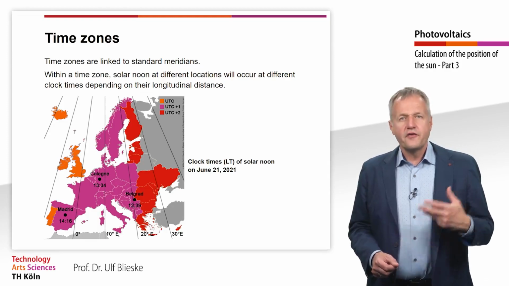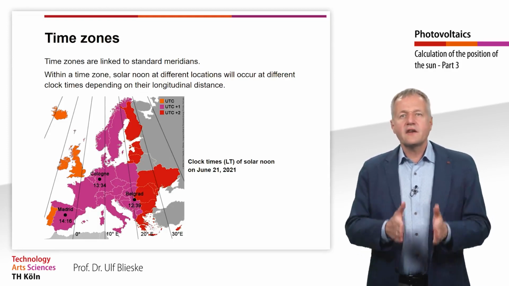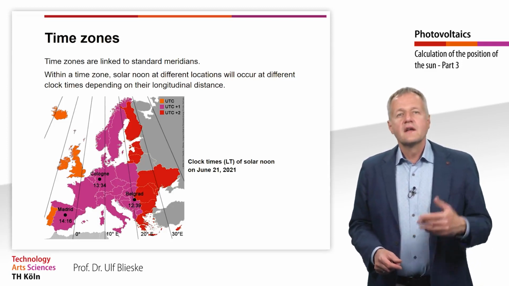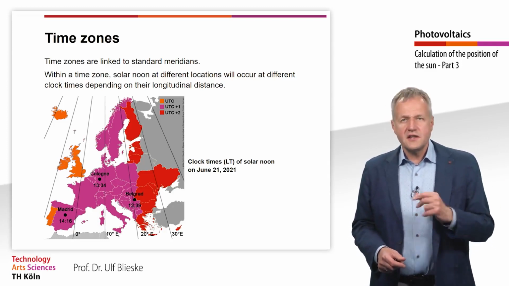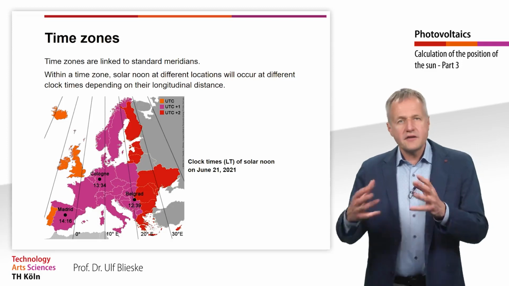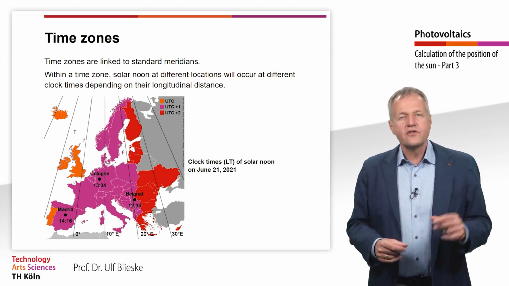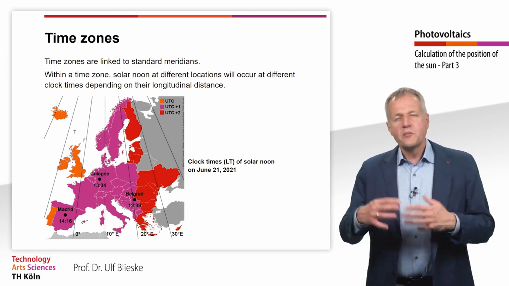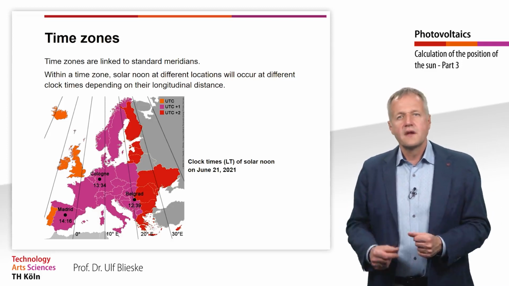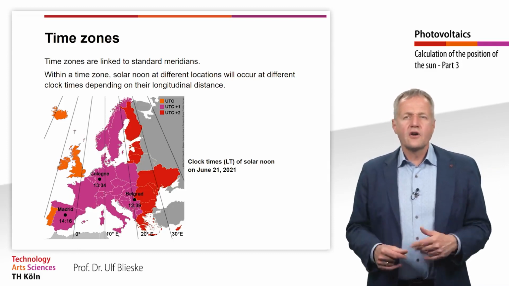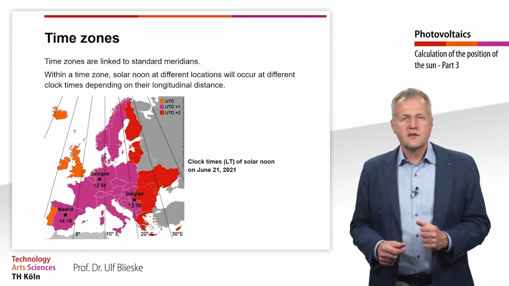The meridian of UTC is the prime meridian defined by the location of the observatory in Greenwich. The Central European Time, CET, is 1 hour ahead of UTC. In the legend of the map, it is marked with UTC +1. It is the pink or violet zone. It refers to the meridian at a longitude of 15 degrees east.